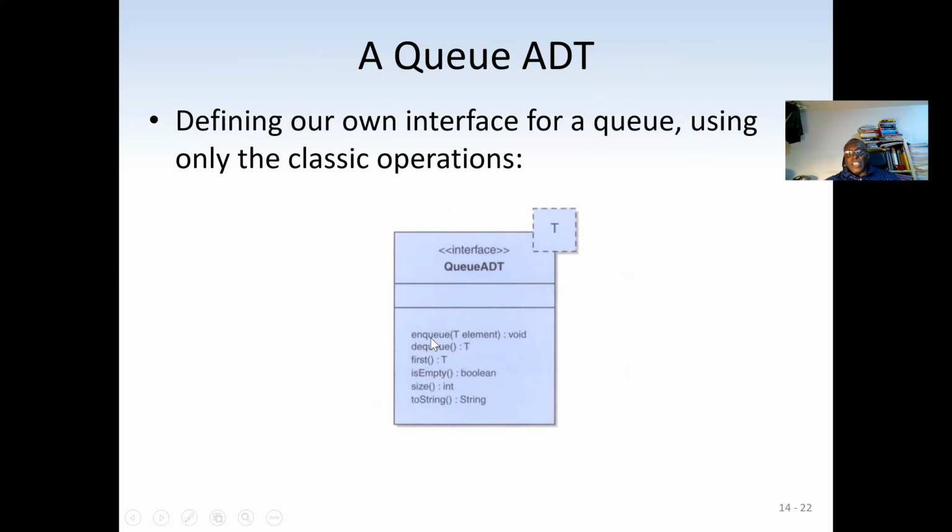We have the enqueue. Enqueue means to insert an element into the queue. Dequeue means to remove an element from the queue. First means we want to know the first element in the queue. IsEmpty, we want to check if the queue is empty. The size will give us how many elements we have in the queue.